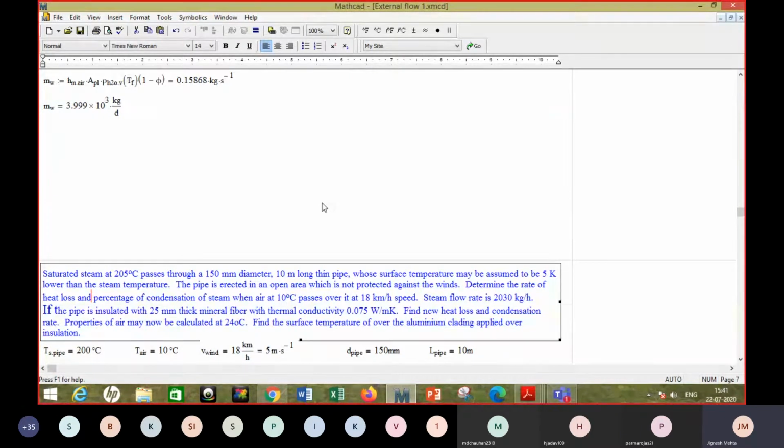Now when this 205 degrees Celsius steam is passing through the pipe, the temperature of the steam and the surface of the pipe will not be the same, because of the convection boundary layer that will be formed over the inner surface we are talking about. But we are not going into that. We are not talking about internal flow. So here it's given that the surface temperature is 5 degrees lower than the steam temperature. So basically the surface temperature is 200 degrees Celsius.